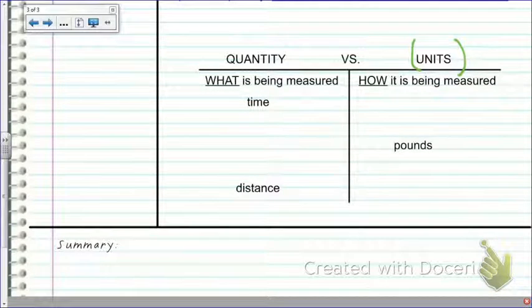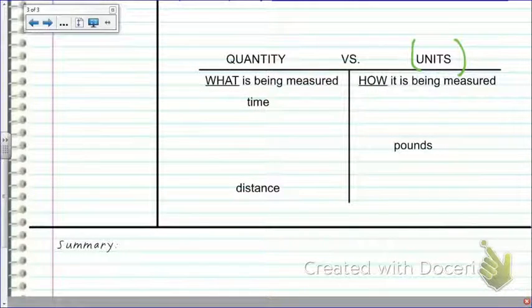So the quantity is what is being measured. In the example we did, it was time. The units is how it is being measured. How was time being measured? In hours. Okay? In the dependent, the what was being measured was the amount you earned. How was it being measured? In dollars. Okay? So I put two quantities and a unit up here, and we need to figure out units, stuff that will look at that.